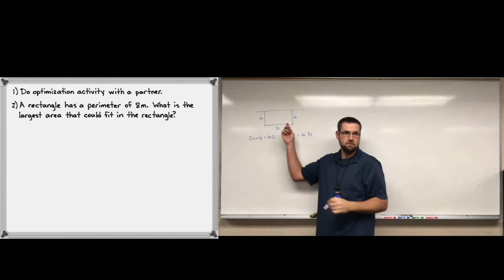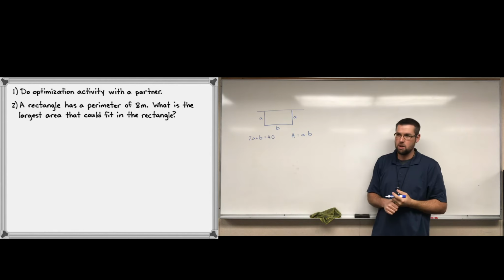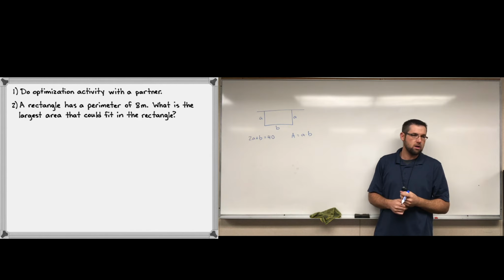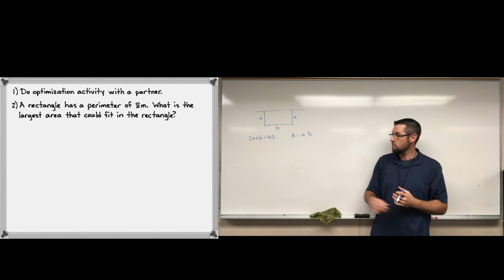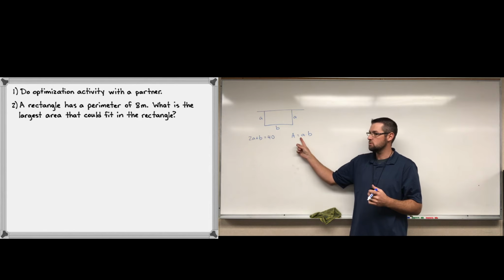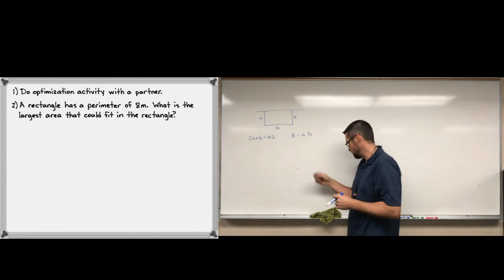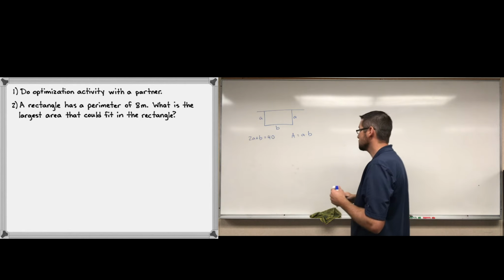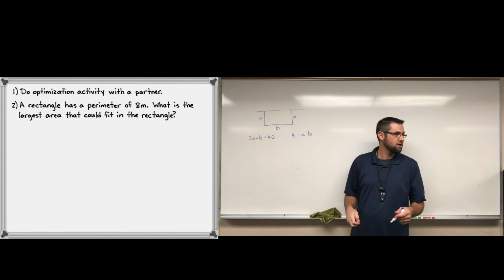In this case, it's A times B because we have that, right? Are we okay with that? But on your paper, it said we want the area function in respect to just A. Right now, the area function is in respect to A and B. So we have to get rid of the B. What are we going to do?